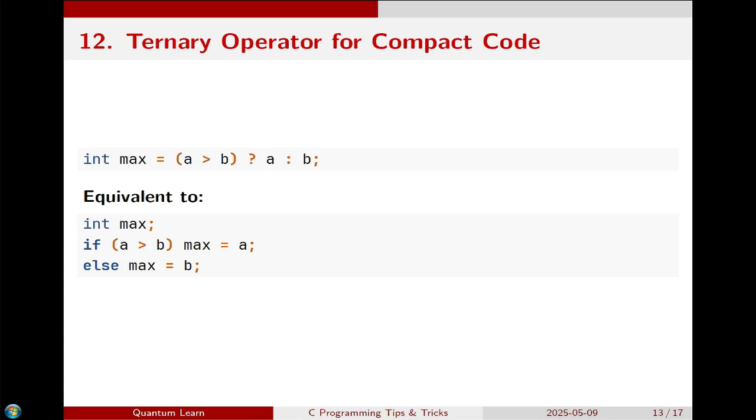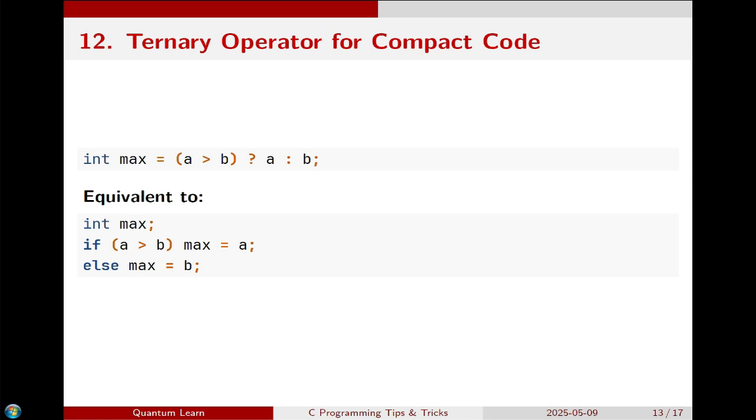Next one is the ternary operator. This is one of the important questions in interviews. The ternary operator consists of a condition followed by a question mark, followed by one result, a colon, followed by the second result. What this means is if the condition is evaluated to true, it will return the first result. If it is evaluated to false, it will return the second result.